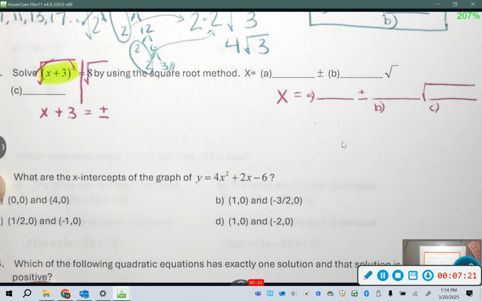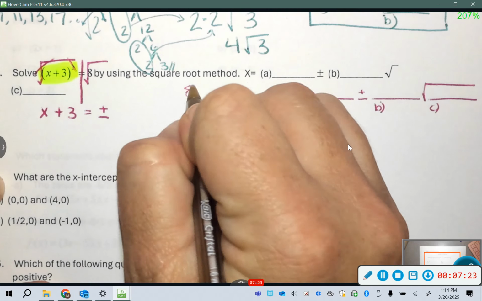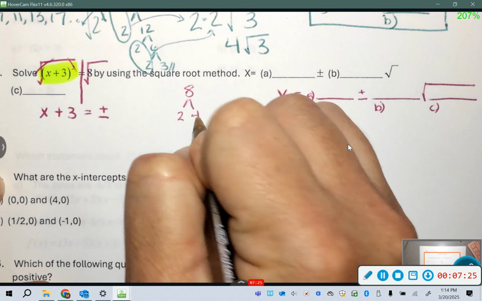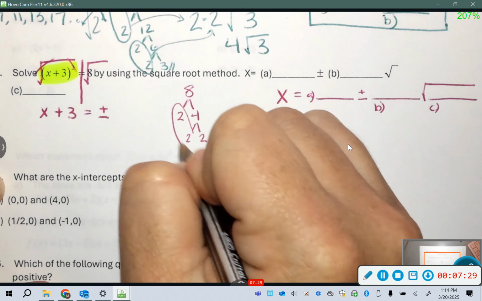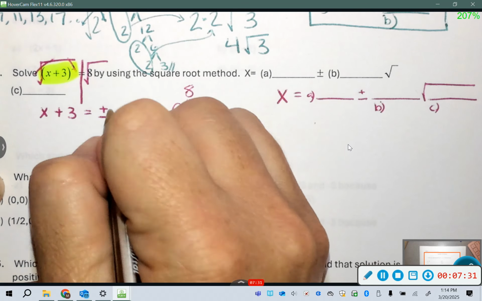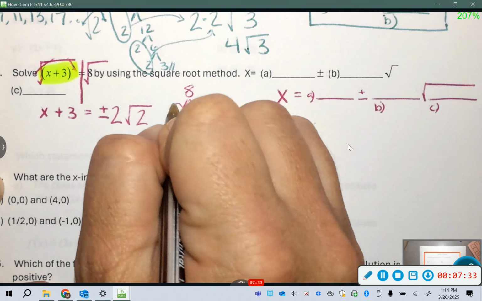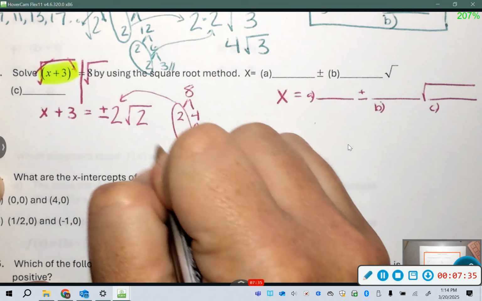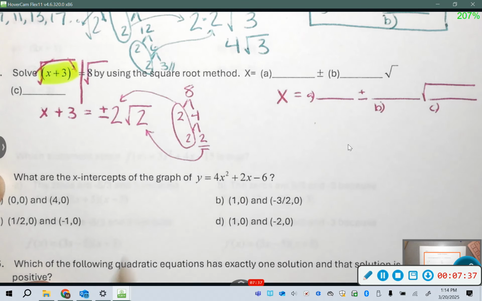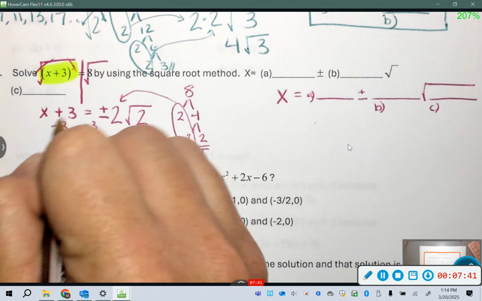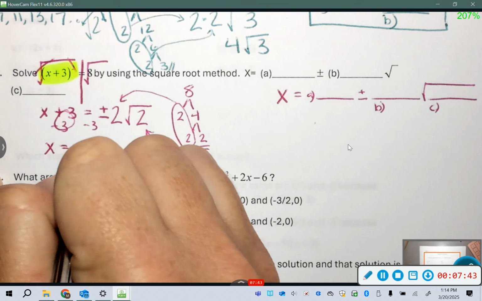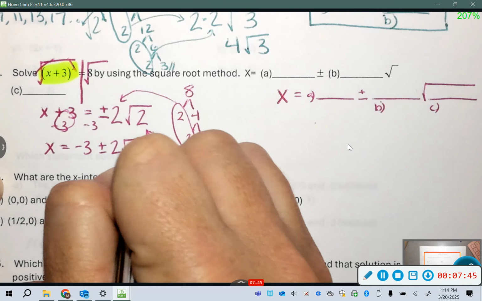So I have to factor tree it. So I know 2 goes into 8 4 times. 2 goes into 4 2 times. 2 is prime, so we're done. I have a pair of 2's and a leftover 2. So this is going to become 2 square root 2. So knowing that, I have to get x by itself. So I'm going to do minus 3, minus 3. I get x equals negative 3 plus or minus 2 root 2.